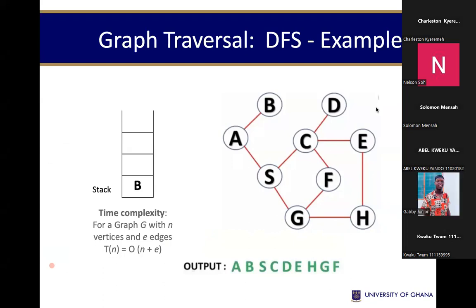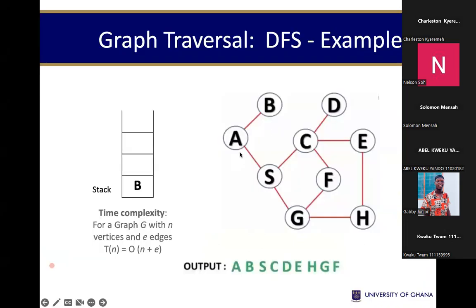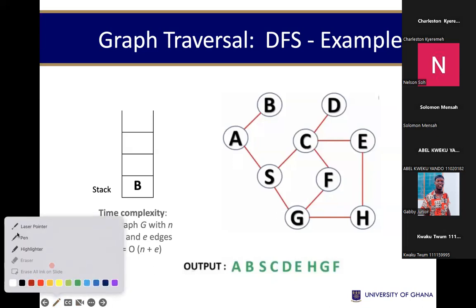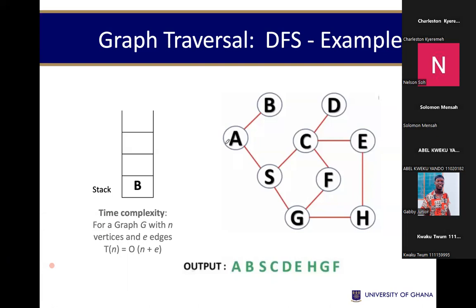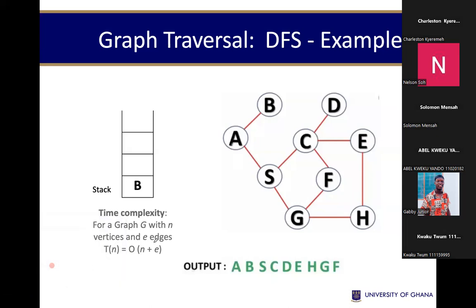Okay. Because B and S are adjacent to A, we need to be able to start with that particular first node. And that first vertex in this case would be B. So if A is visited, oh, let me change the color. If A is visited, A is out. So we're out with A.